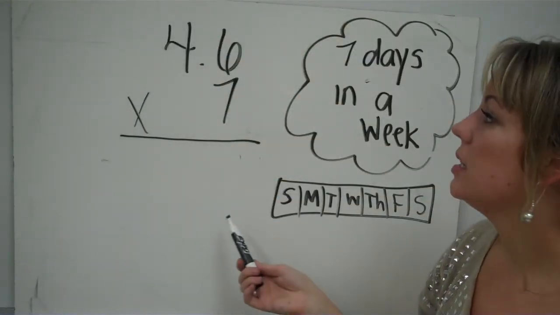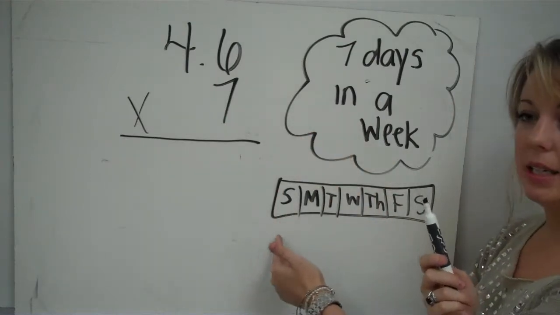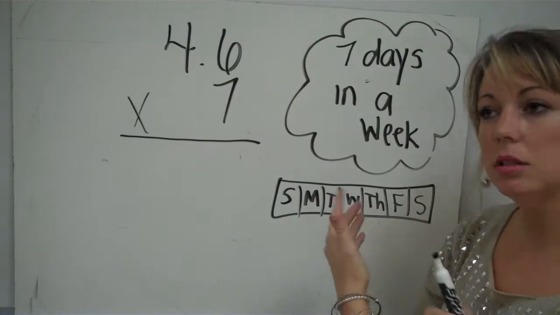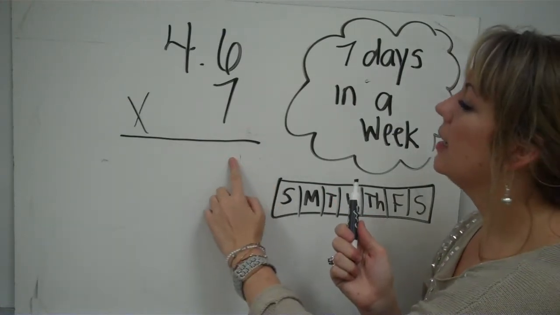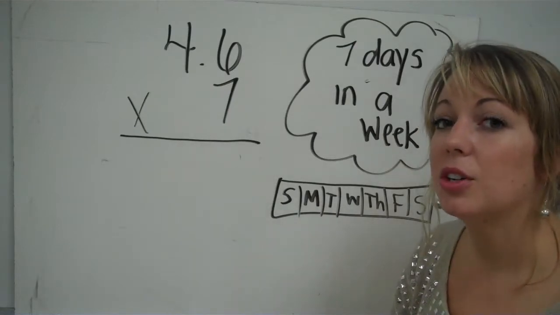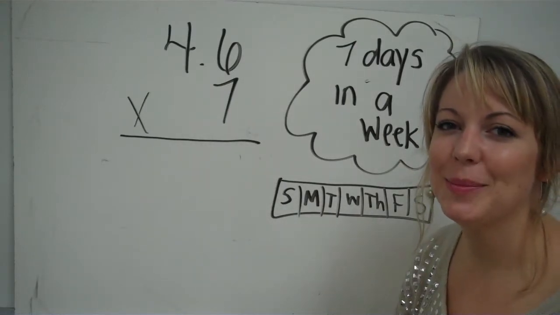Okay, this is how you would set up this problem. 4.6 times 7. There's 7 days in a week. Sunday, Monday, Tuesday, Wednesday, Thursday, Friday, Saturday, or whatever they taught you in kindergarten. And I want you to solve this on your own, and I'm going to check and see how you do. Thank you very much.